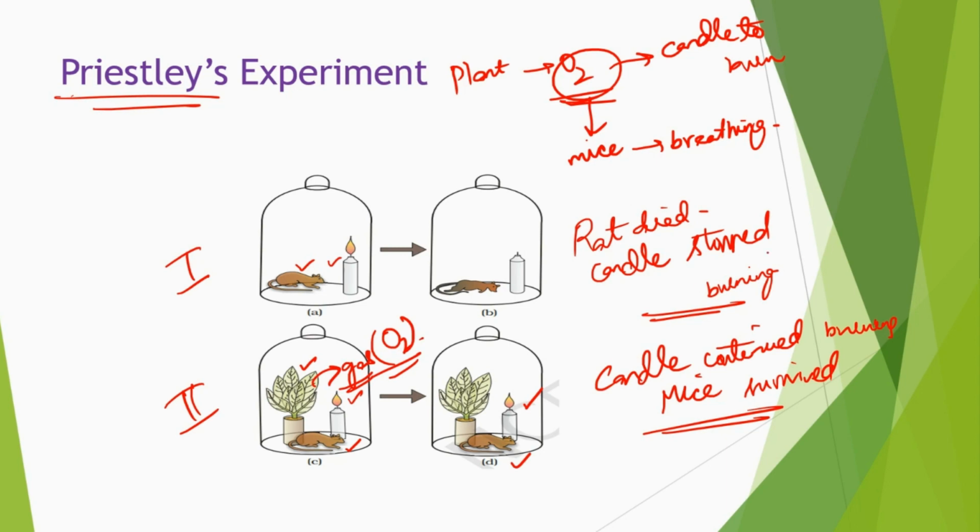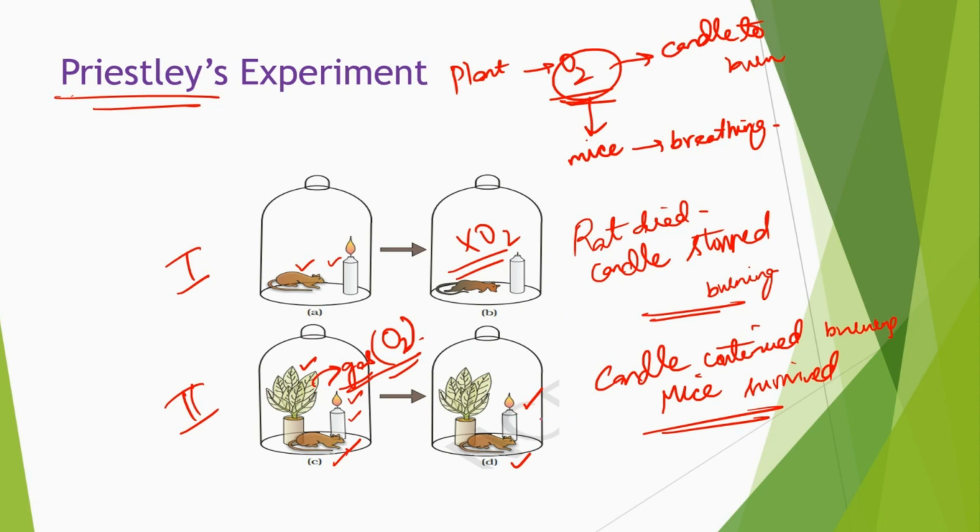This is because the candle, after it stops burning, releases carbon dioxide. There is more accumulation of carbon dioxide, no oxygen here. So the mice died. No survival of the mice, and the candle stopped burning. In the next case, he kept a potted plant in the bell jar. The potted plant released oxygen, and this oxygen helps the burning of the candle, and it also allows the mice to survive.